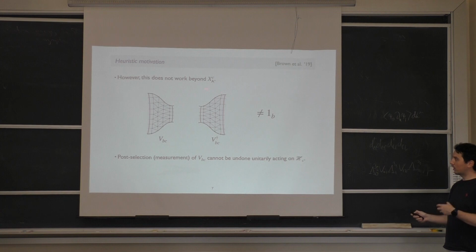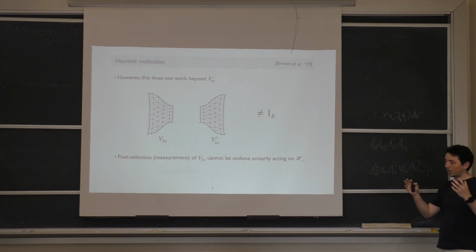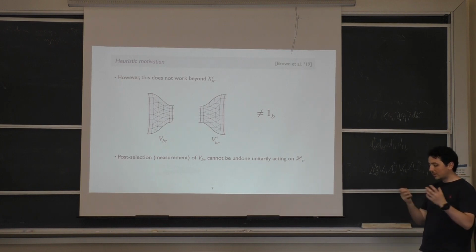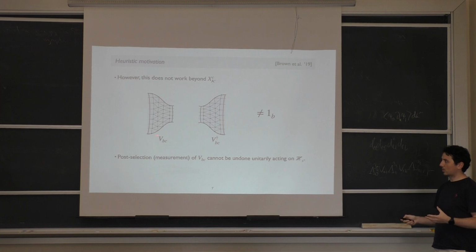So if you naively were to act with this inverse, you wouldn't end up with the identity because this product is just some orthogonal projection. Okay? So physically what this means is that this is sort of like a measurement, and you cannot undo a measurement unitarily by acting on few qubits.